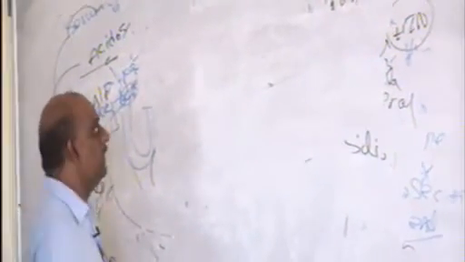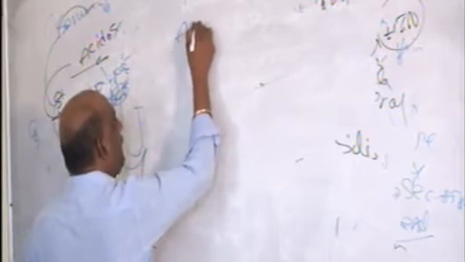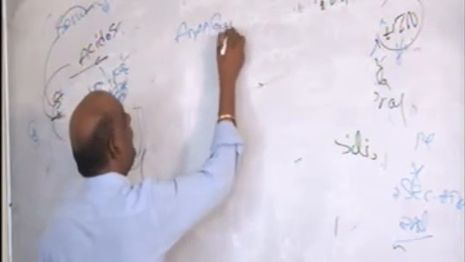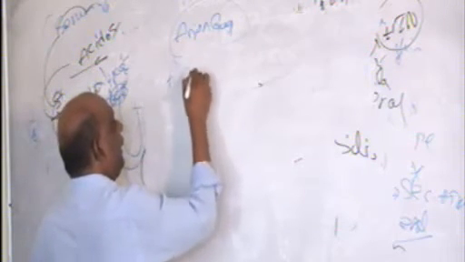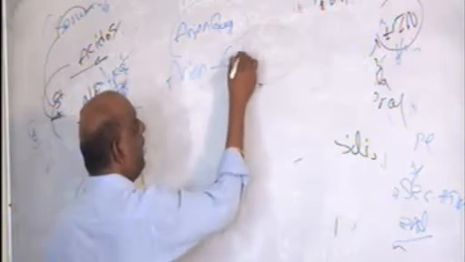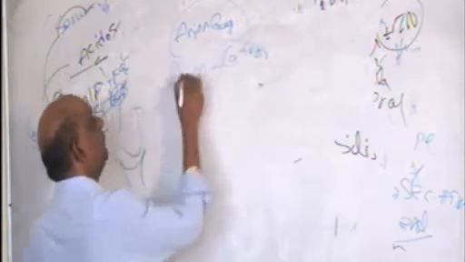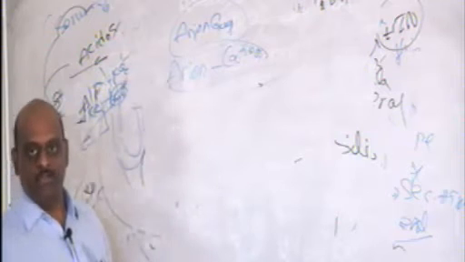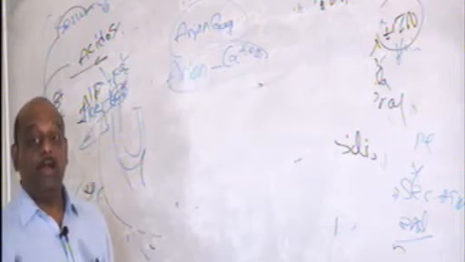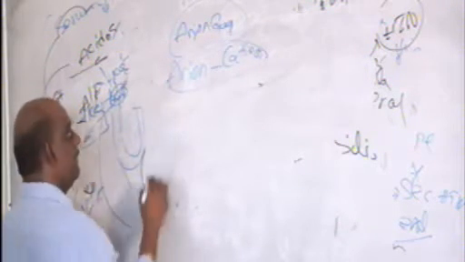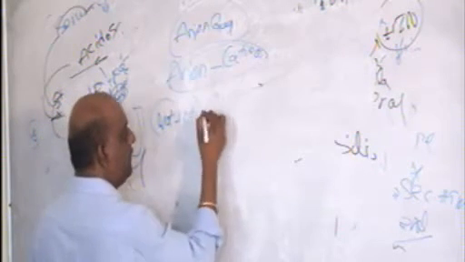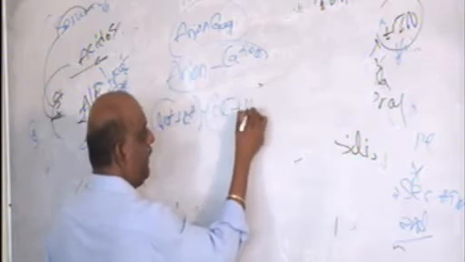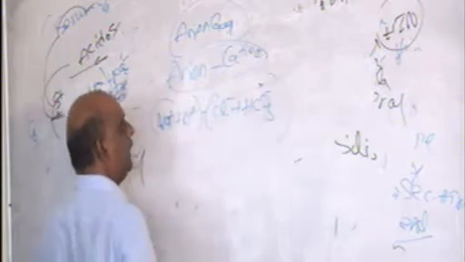Anion gap. Ideally, what is the meaning of anion gap? Tell me the English meaning. Anion minus cation, it should be ideally. Then only you call it anion gap. But how will you calculate anion gap? Sodium plus potassium minus chloride plus bicarbonate, you call it as anion gap.